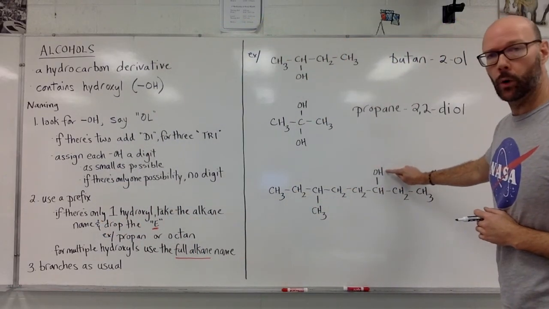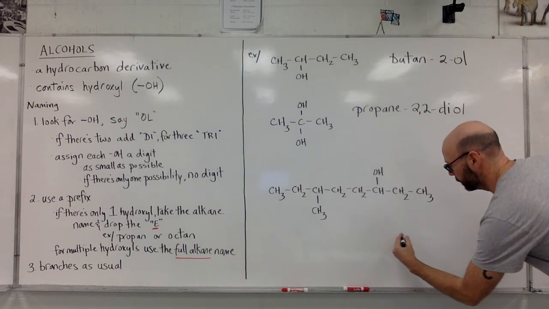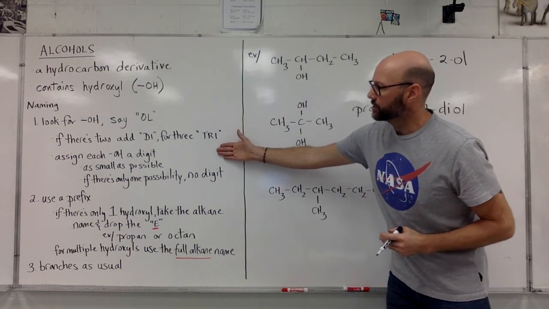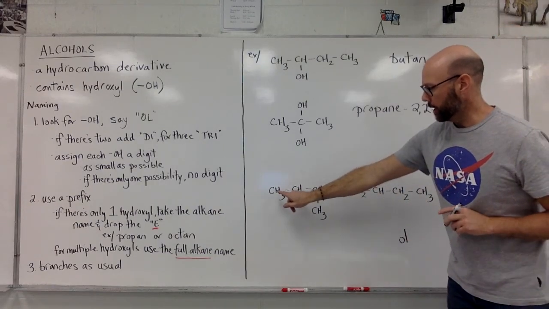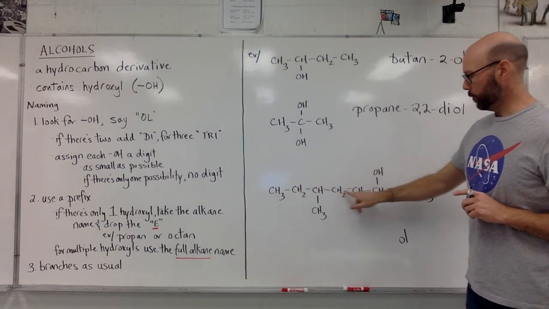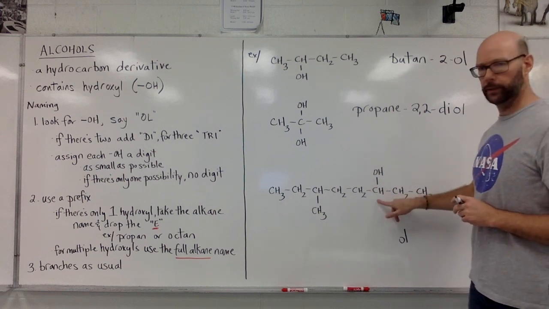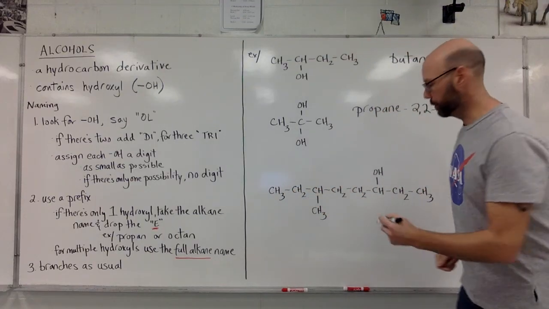Well, I see the OH. I see that hydroxyl right there, so we say -ol. Assign the hydroxyl a digit. Where is it? It could be on carbon number 1, 2, 3, 4, 5, 6, or it could be on carbon 1, 2, 3. We want that digit to be as small as possible, so 3 is smaller than 6.